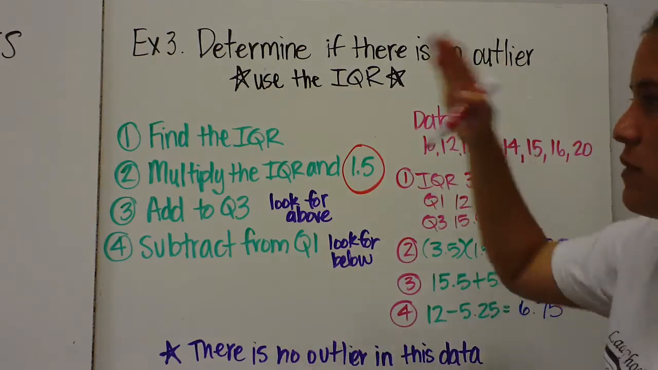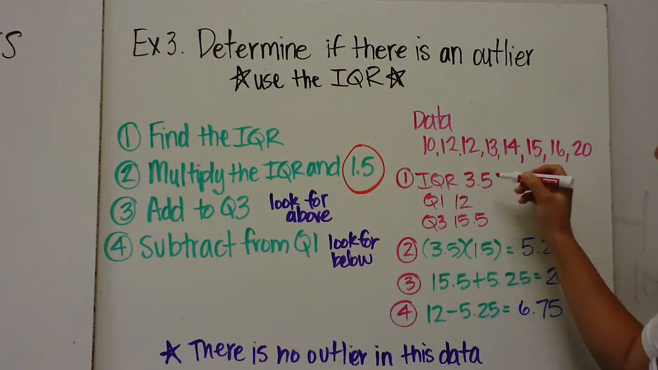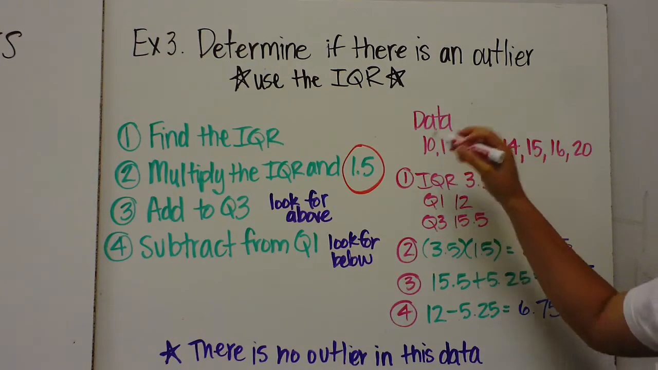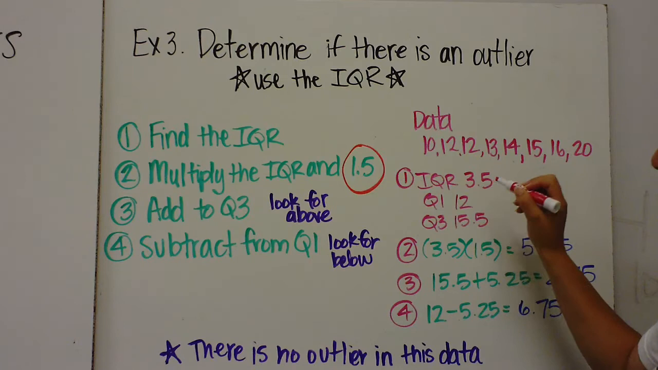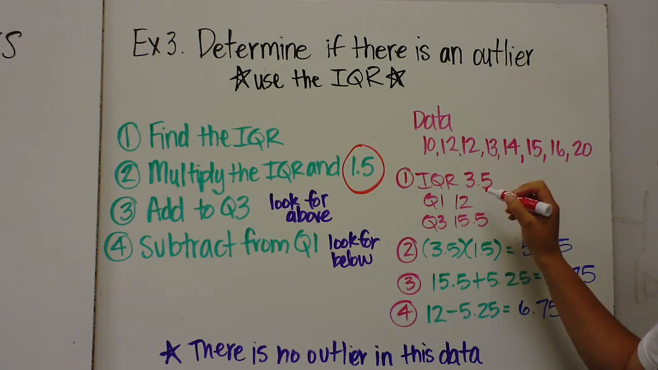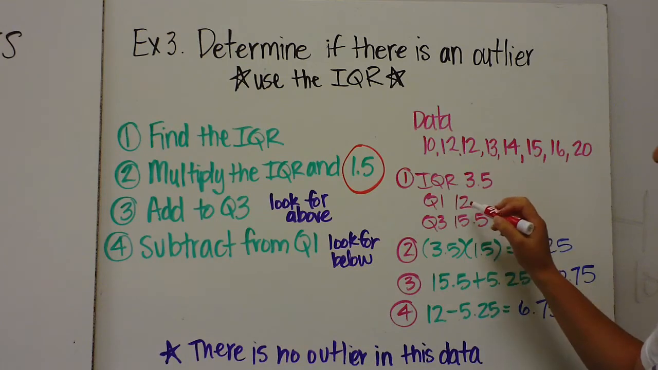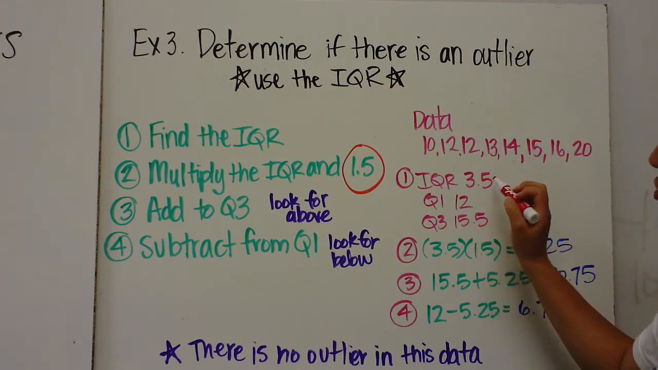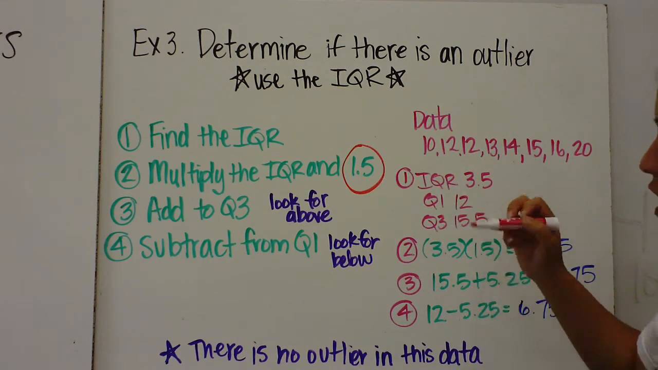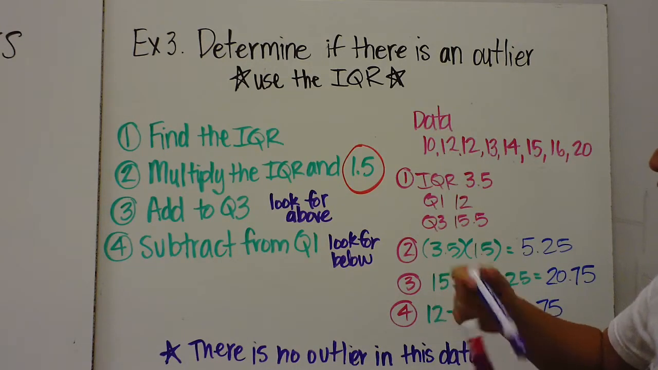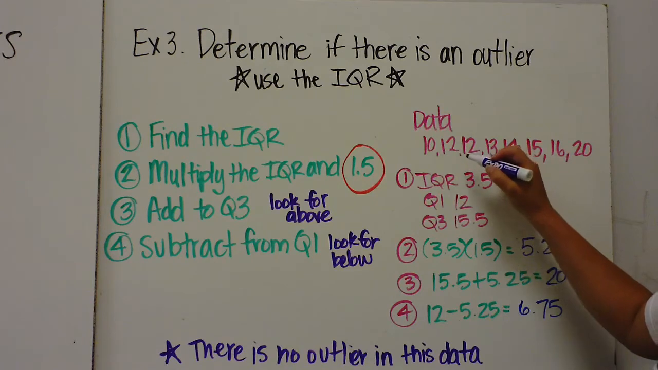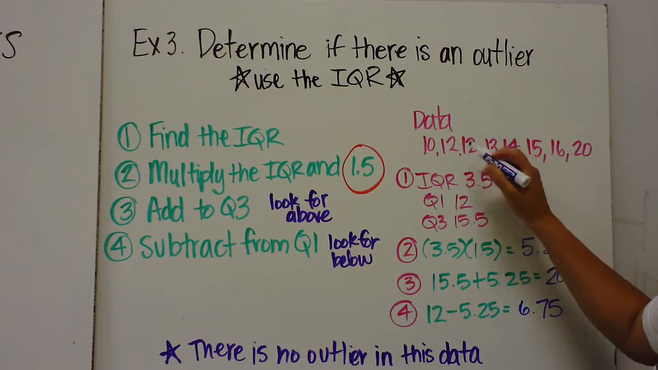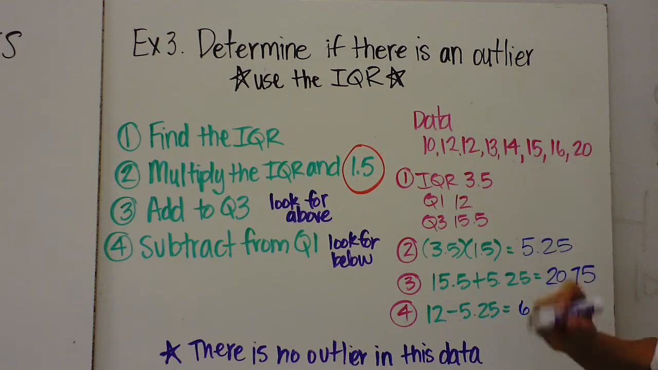Let's use the data from the previous example. Here's some data. The IQR is 3.5. From this data, the IQR is 3.5, the first quartile is 12, and the third quartile is 15.5. So the first quartile is here, the second quartile is here.